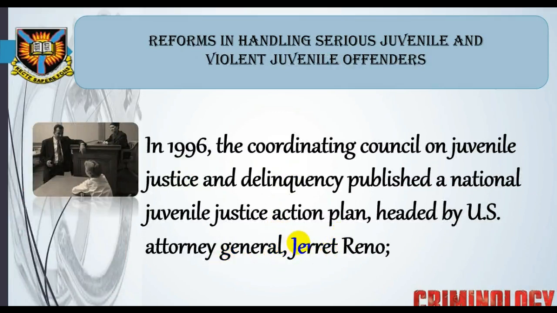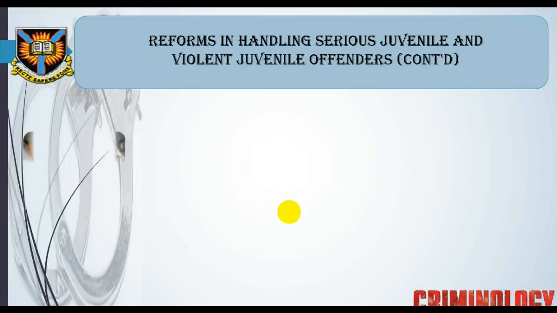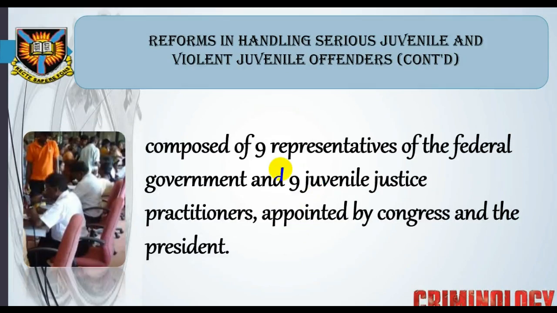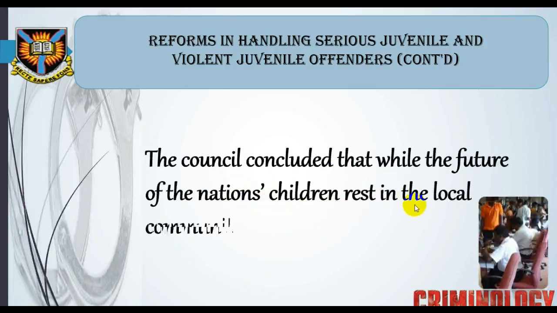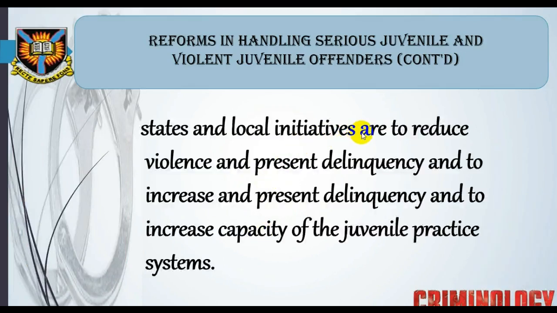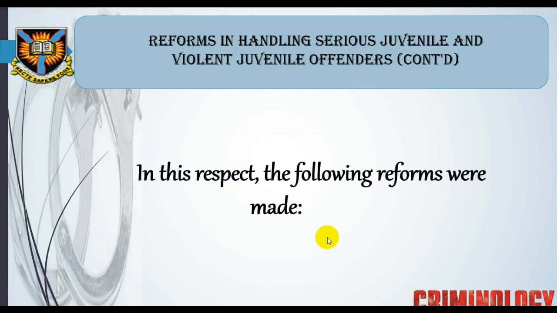The Council was composed of 9 representatives of the federal government and 9 juvenile justice practitioners appointed by Congress and the President. The Council concluded that while the future of the nation's children rests in the local community, state and local initiatives are needed to reduce violence and prevent delinquency and to increase the capacity of the juvenile justice systems. In this respect, the following reforms were made.